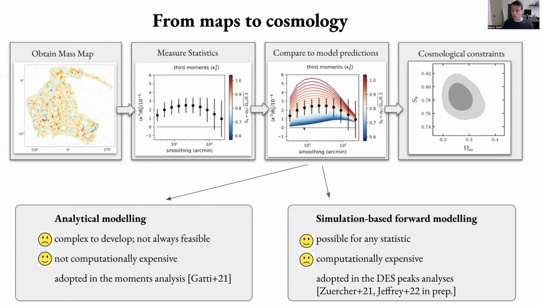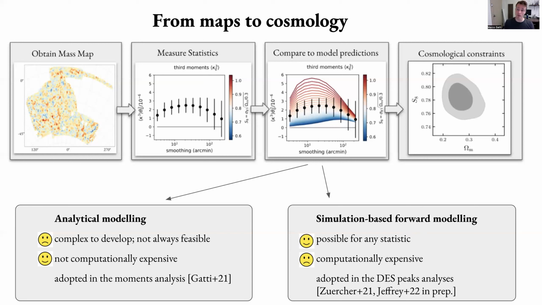And usually you have two potential approaches. On one hand, you can try to model your observable analytically. The problem is that this is really hard to do, and in most cases, we have no idea how to do it. But if you manage to do it, then it's great because it's not too computationally expensive to get model predictions, at least compared to the other approach, which is this one in the bottom right.